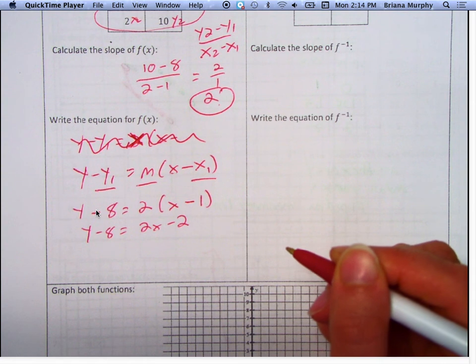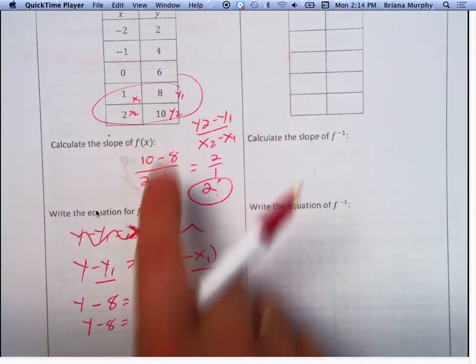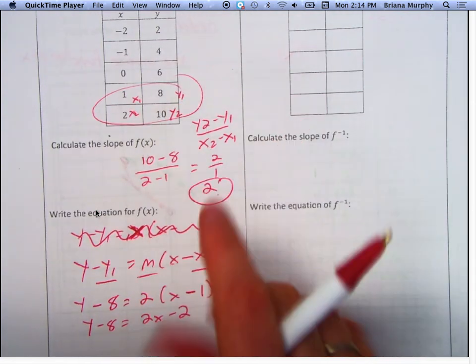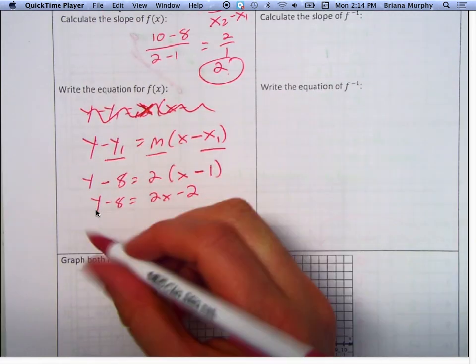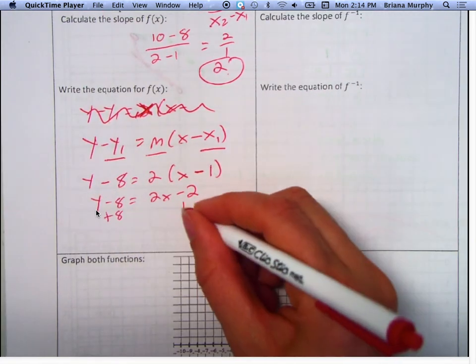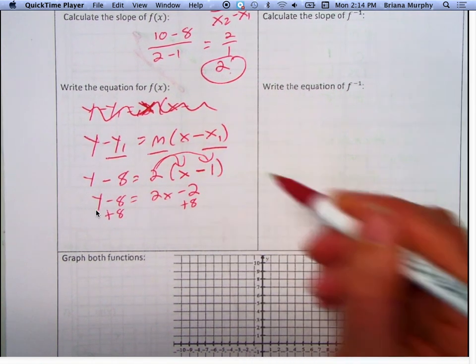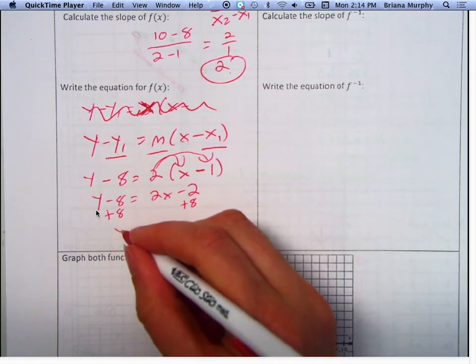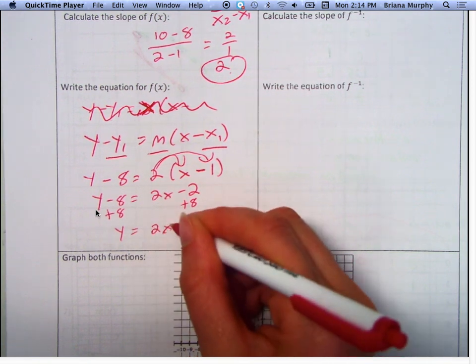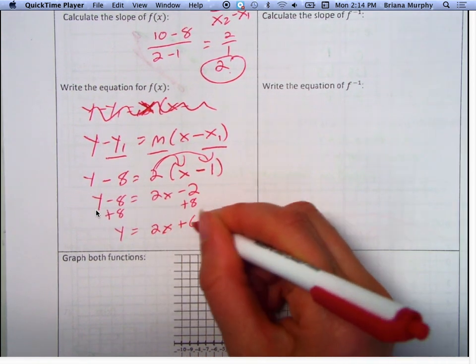Y1 is 8, right there. Why is it 2x minus 2? Because I distributed. So now I'm going to add 8 to both sides. Oh, okay. So I get y equals 2x plus 6.